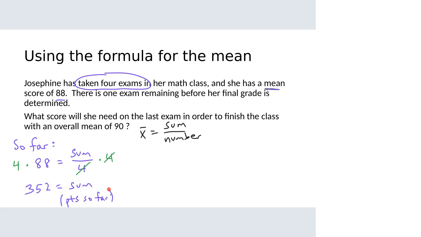Let me know if there's something there that you're not sure of. If that's comfortable and good, then we're going to look at the other half of this question, which is, okay, well, that's the points she has so far. What is it she wants to have? She wants to finish with a mean of 90. So let's go ahead and put that in. She wants a 90. We don't know how many points that's going to be. And here's an important part of this question. What number is going to go down there?